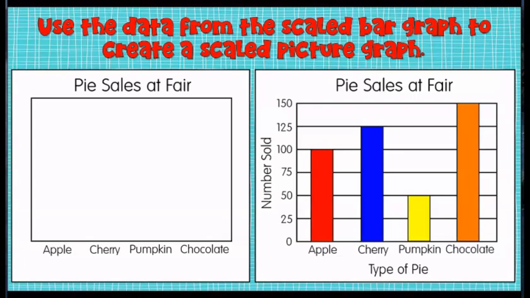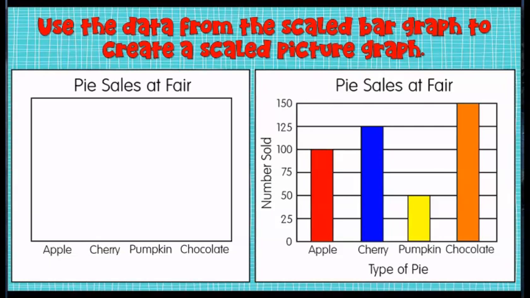So looking at our apple pies, good golly, I'm still making trees here. Looking at our apple pies, it shows that we've got 100. Looking at cherry, we have 125. Looking at pumpkin, we have 50. And looking at chocolate, we have 150. We're going to need to set up some good intervals on the pictograph.